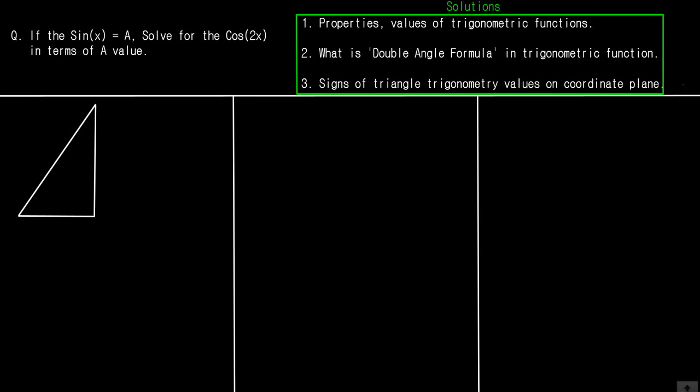So our equation in this case will be: if the sine of x is equal to a value a, our ultimate question is to solve the cosine of 2x in terms of our a value. So what is our ultimate question in this case? We need to solve, or approach, well, it is going to be solving for the cosine of 2x, but in terms of our a value.